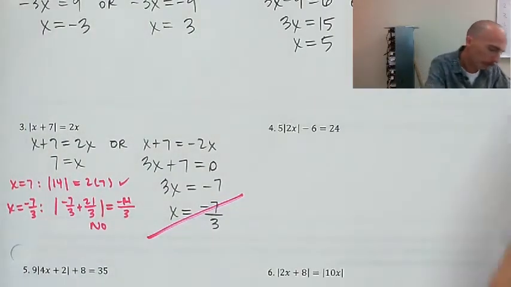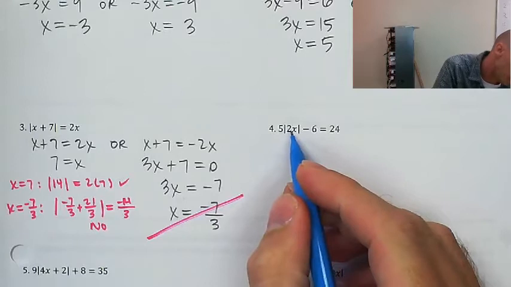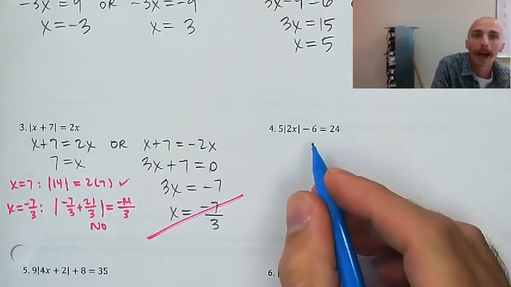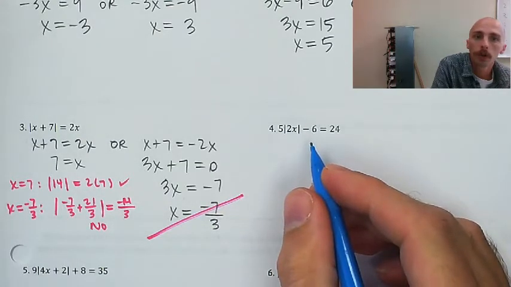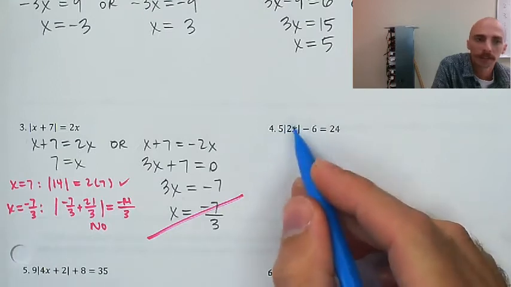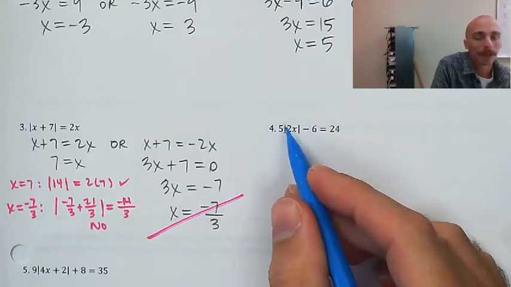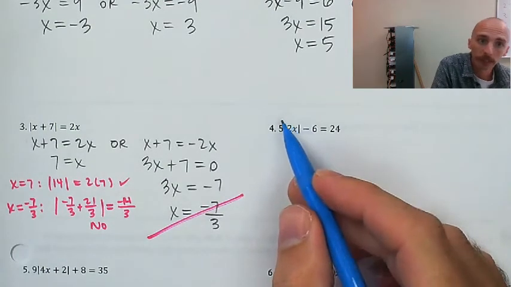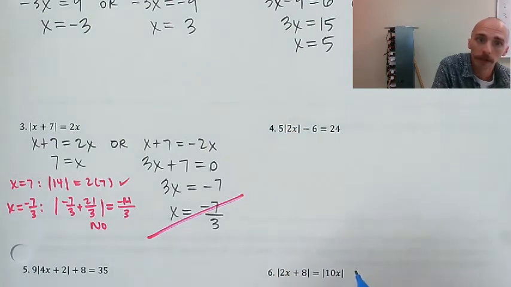Okay. Now over here, this next one, 5 times the absolute value of 2x minus 6 is 24. I'm going to try to calculate this. Now, I'm not going to lie to you and tell you that it's algebraically illegal to distribute that 5 in there against the 2, but I'm going to suggest that you not do that.